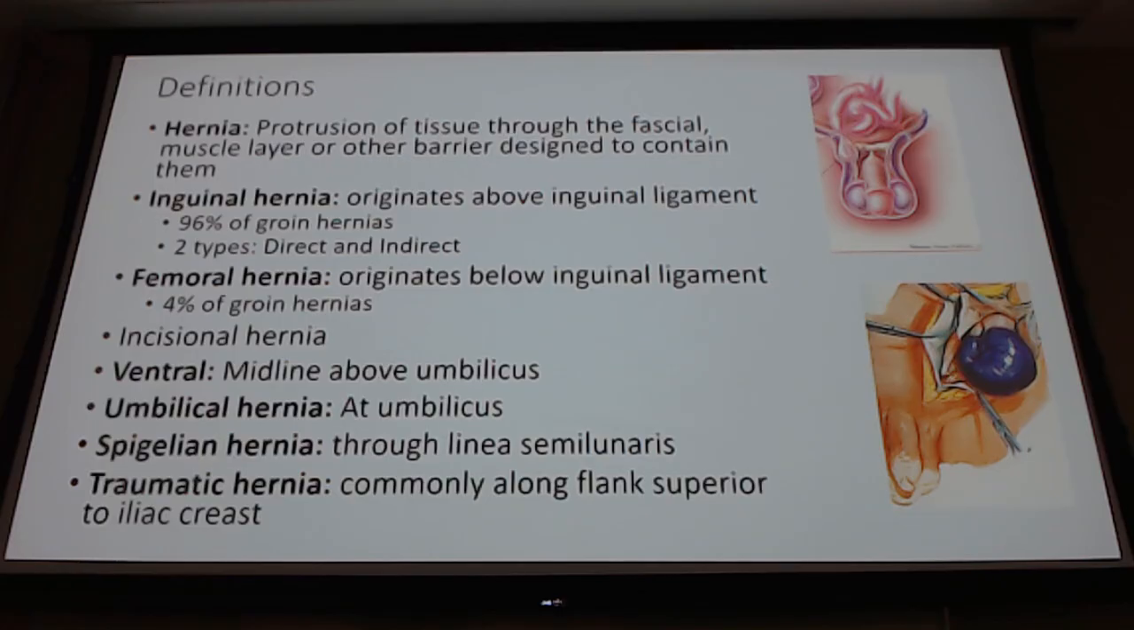Now we go into where. If it's an inguinal hernia, it originates above the inguinal ligament. Our bread and butter. These are what we see all the time. 96% of all groin hernias are inguinal hernias. There's two different types we'll go through. The next type of groin hernia is the femoral hernia. This is below that inguinal ligament. It accounts for the other 4% of groin hernias. They are not very common, but they can be very, very dangerous. We'll go through why.